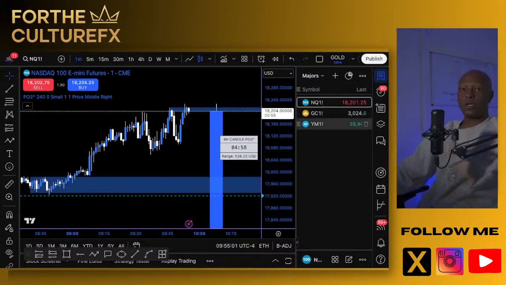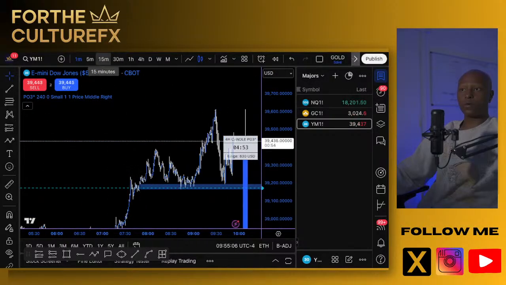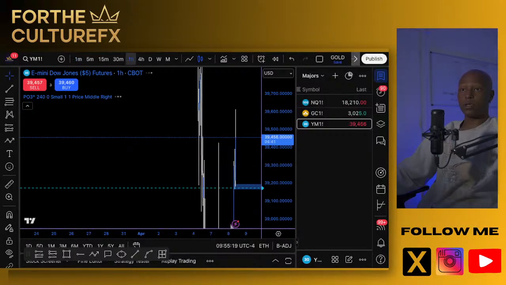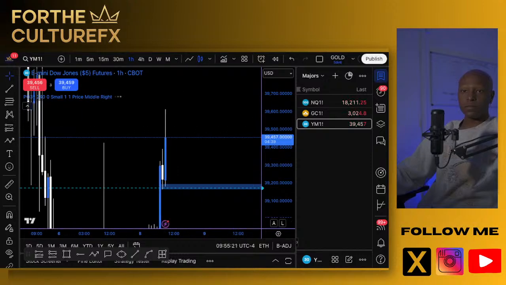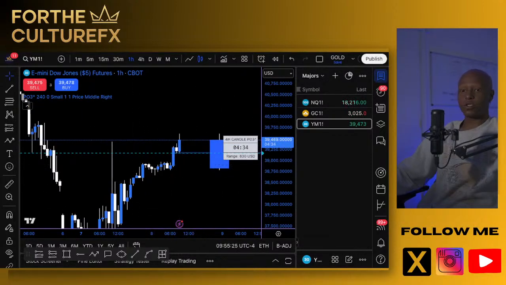Let's update everybody on what the structure was for Telegram. What was this, the 1 hour? 1 hour is looking extremely bullish coming off of this. So what I want to do is just update, not upgrade.